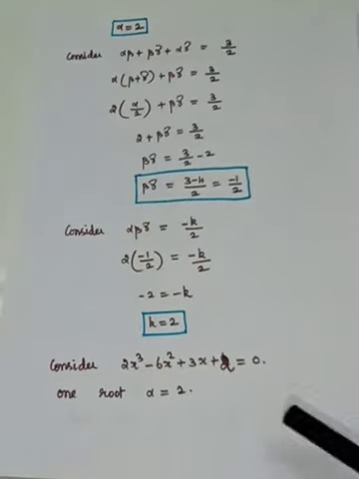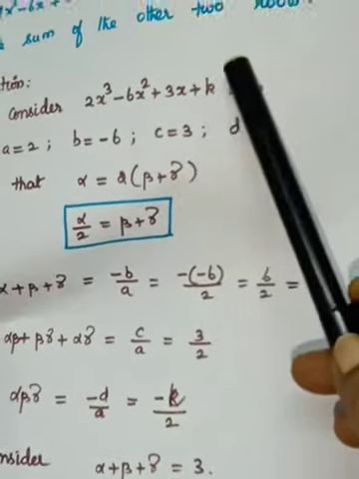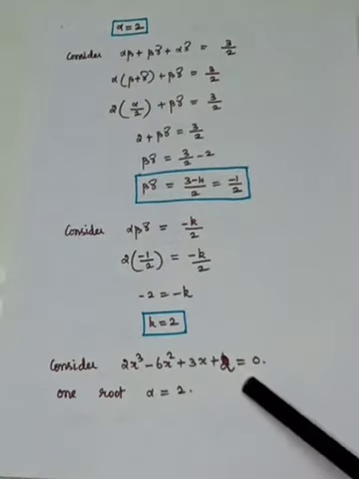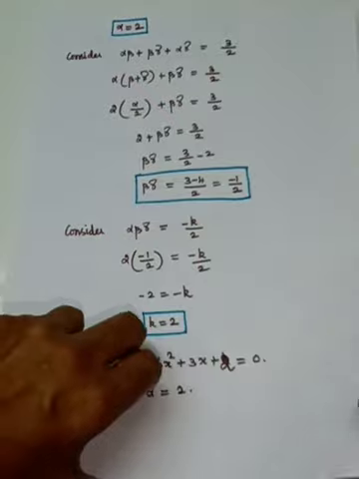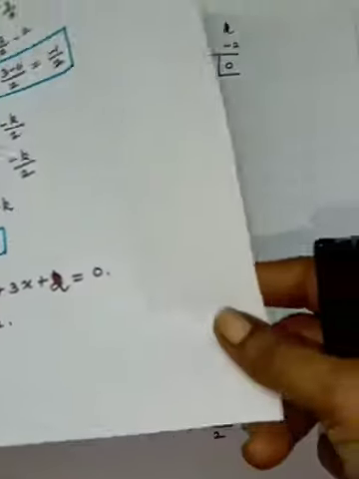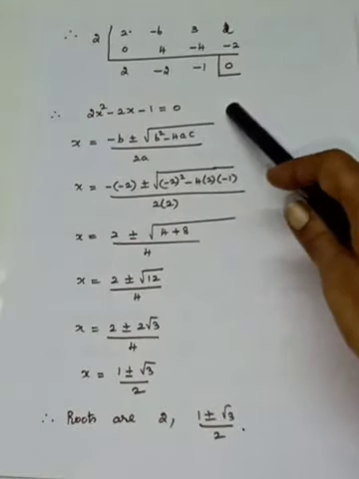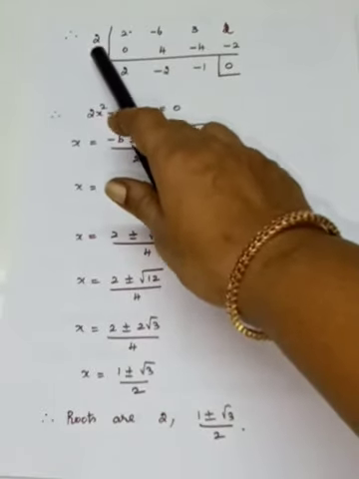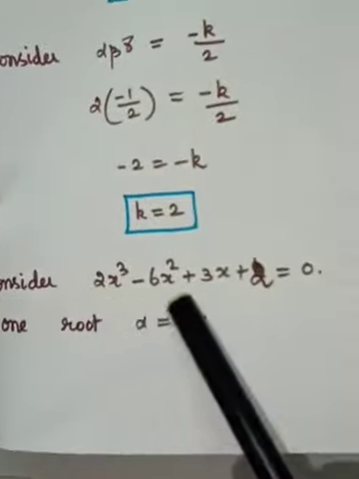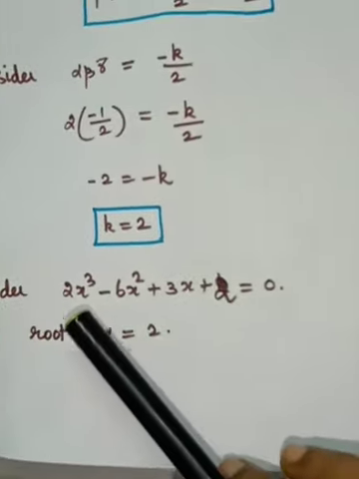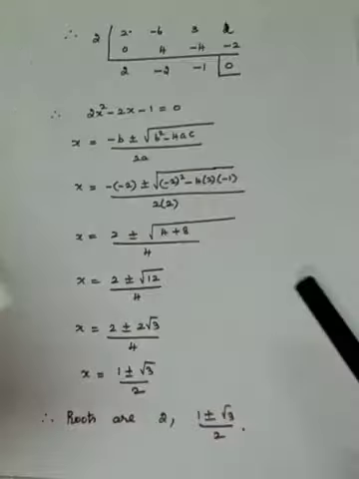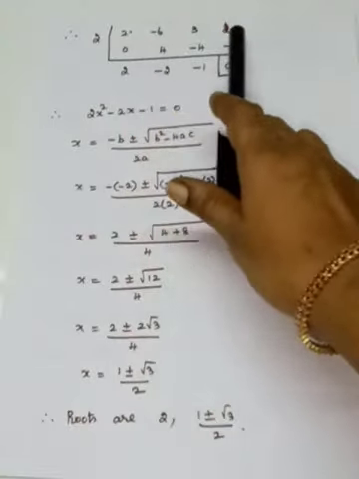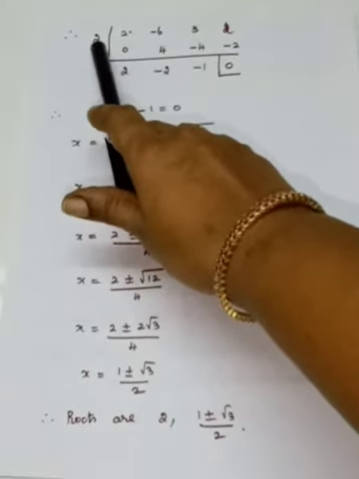And you have to solve the equation also. You consider the equation. In the place of k, you substitute 2. And already we have found one root, alpha is equal to 2. So we can use synthetic division or long division. Here I have used the synthetic division. So one root is there, that root is 2. Synthetic division means we have to write the coefficients in order. Here it is a cubic equation, so first the x cube coefficient, x squared, x, and the constant have to be written. So 2, minus 6, 3, 2. And the one root is there, so 2 is substituted here.